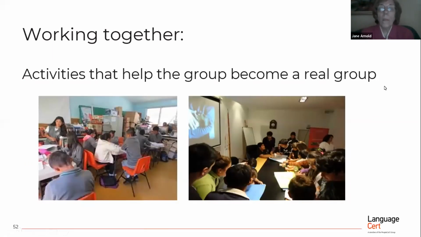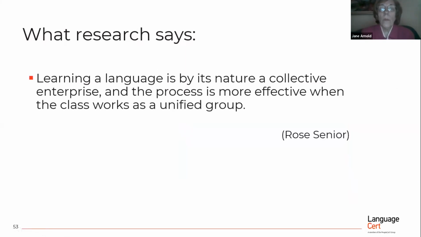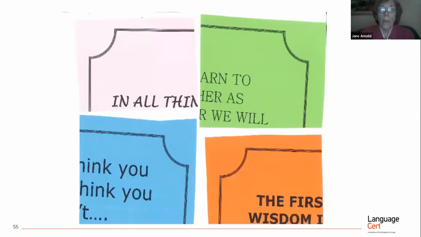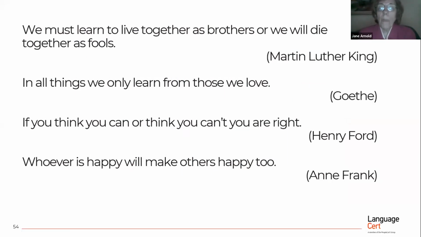Now, working together, we can use activities that help the group become a real group. What research says: learning a language is by its nature a collective enterprise, and the process is more effective when the class works as a unified group. One thing I do to help them work together is this. I take very important quotes by famous people, different things that famous people have said, and I print these on different colored pieces of paper.